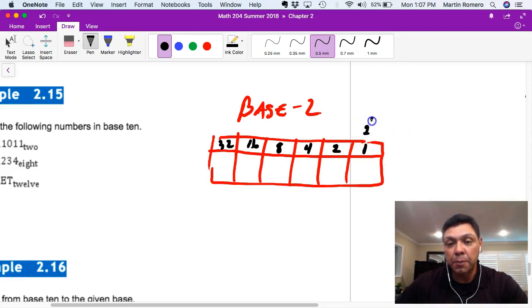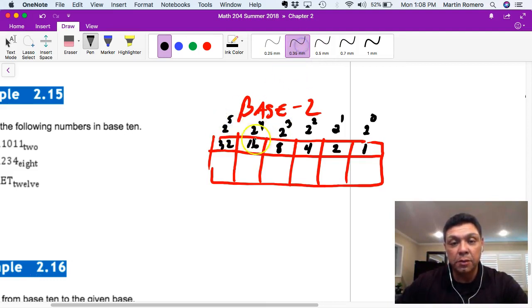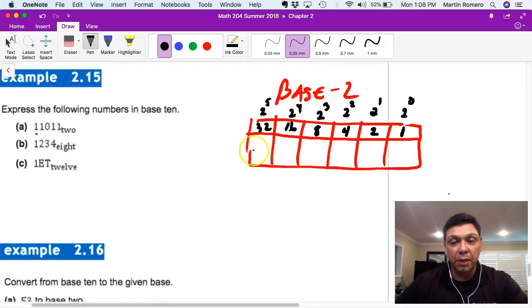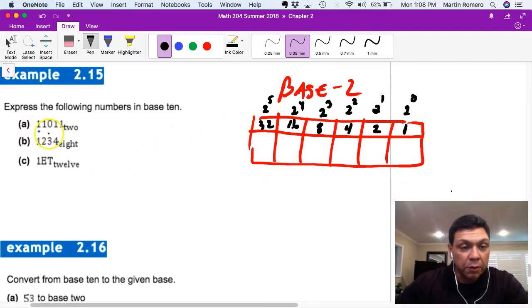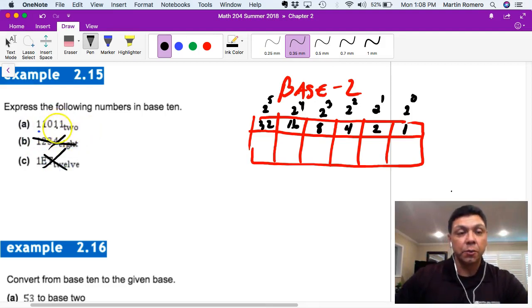This is 2 to the power of 0. This is 2 to the power of 1, 2 to the power of 2, 2 to the power of 3, 2 to the power of 4, and 2 to the power of 5. And so these bases with these exponents produce these place values. So just looking at this first example, we'll keep that in mind there. We're only going to do example A. We don't need base 8 or base 12. Let's just work with base 2.